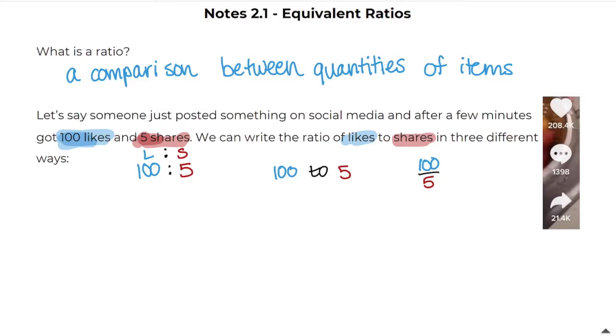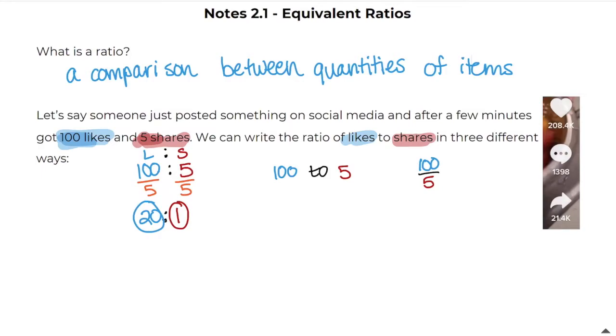Now, one quick thing that I want to show you is that we could reduce this, because I can divide both of these numbers by 5. They're both divisible by 5. When I divide 100 by 5, I get 20, and when I divide 5 by 5, I get 1. All this is saying is that for every one share, there are 20 likes. So every time somebody shares the post, typically that post would get 20 likes.